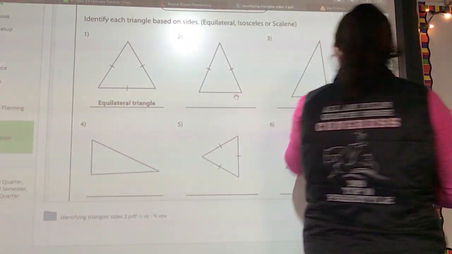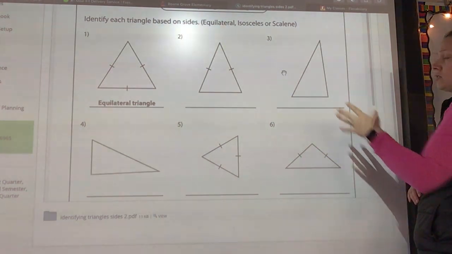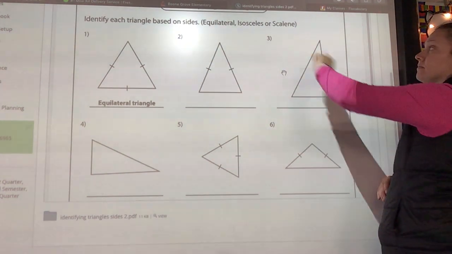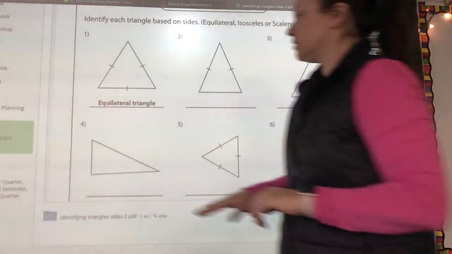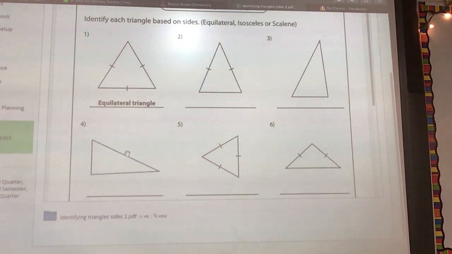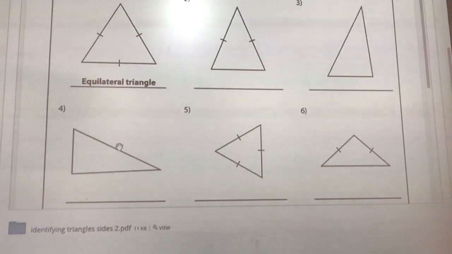Number 3, do you see any hash marks here telling me that any of these sides are the same? No. No. So what's that mean when they're all different? What's that called there, Maverick? Scalene. Number 3. Number 4, 5, and 6, I want you to do right now on your own for practice.